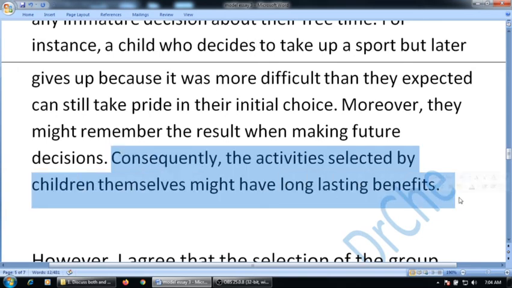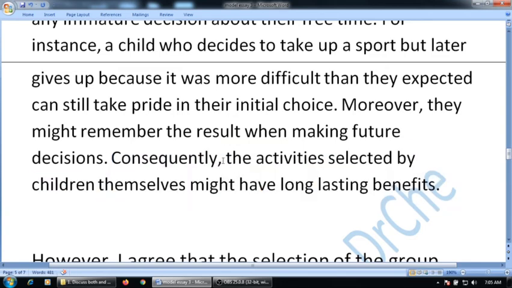There is a grammatical mistake in this sentence. Can you spot what the grammatical mistake is? The activity selected by children might have, that have is good, is okay, sentence tense is okay, punctuation after "consequently" I have used a comma, punctuation is okay, benefits is okay, long lasting. What is the problem with long lasting?